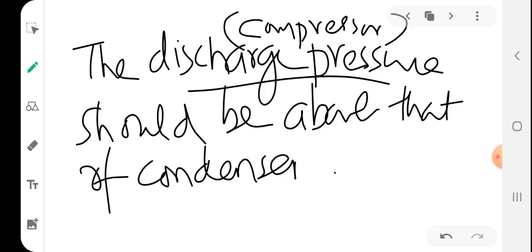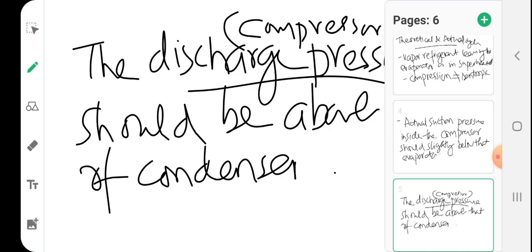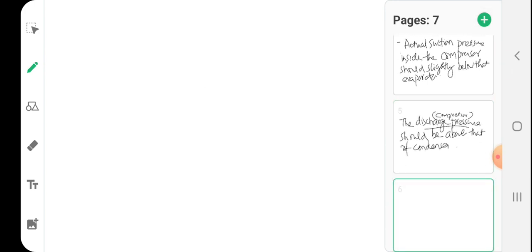But in the theoretical case, there is no such pressure difference. The condenser pressure is the same as the outlet pressure of the compressor. Evaporator pressure is the same as the inlet pressure of the compressor. So these are the main differences that we are seeing, the main deviations of the actual cycle from the theoretical cycle.